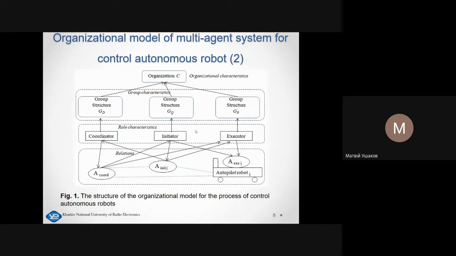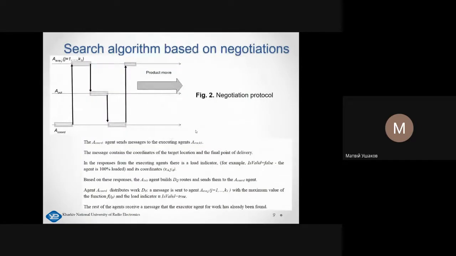external and internal parameters. For the most efficient distribution of work, agents must interact with each other through negotiations. During the negotiation process, the most suitable performer for each job is identified. The negotiation process in the distribution of work consists of the following components: the negotiation object and the negotiation protocol, a set of rules according to which the agents interact. The negotiation protocol is shown in figure 2.